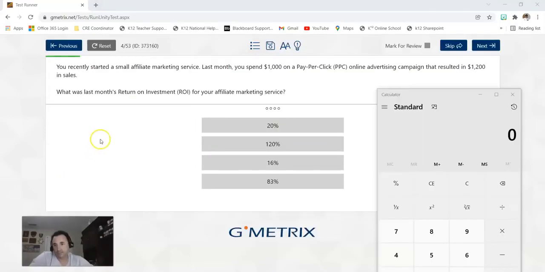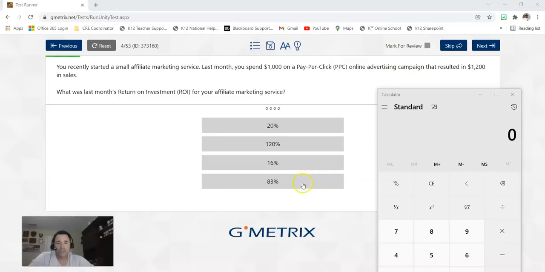Okay, on this question, you recently started a small affiliate marketing service. Last month, you spent $1,000 on a pay-per-click online advertising campaign that resulted in $1,200 in sales. What was last month's return on investment for your affiliate marketing service? So return on investment, we know that's going to be a percentage, and we're going to have to divide. So right off the bat, you see 2 numbers, and you're going to want to divide those by each other, and that's going to give you 83%, and that is an incorrect answer.